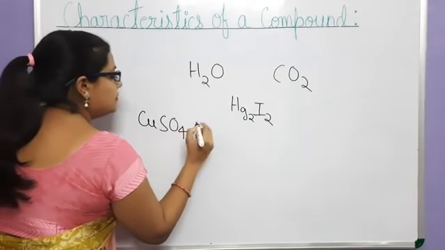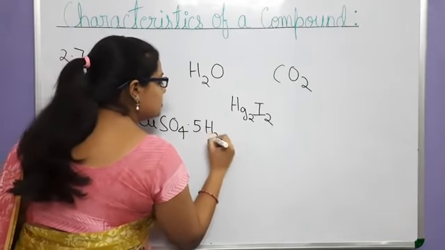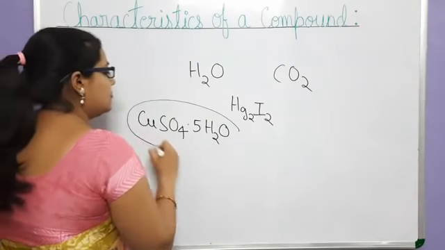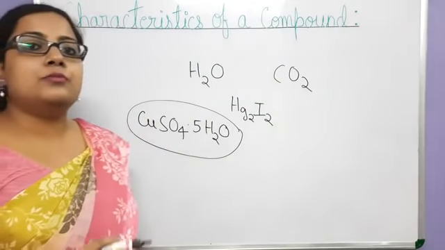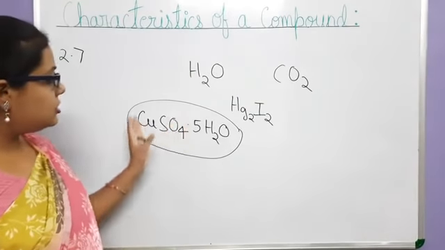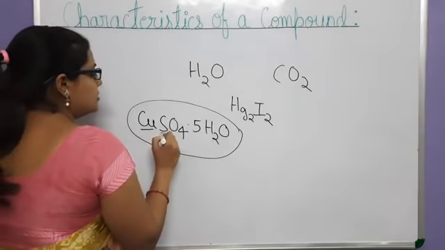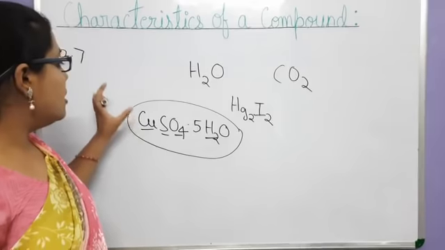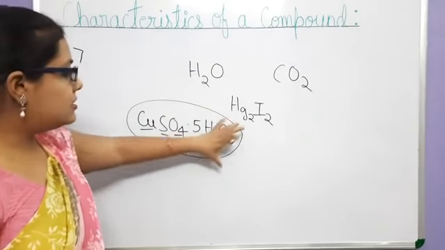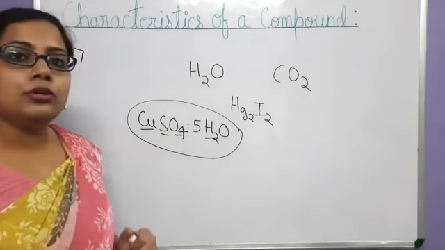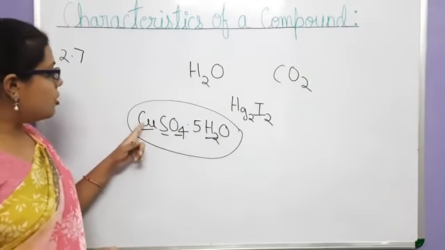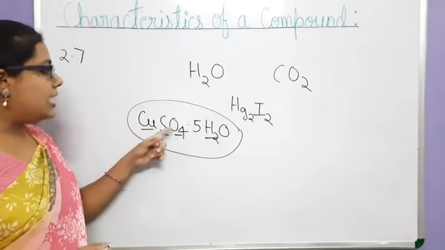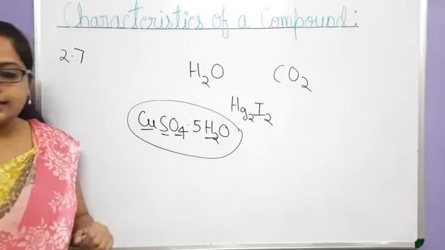Now what about copper sulfate? CuSO4, copper sulfate pentahydrate. Okay, so this is the name of the compound, copper 2 sulfate pentahydrate. This compound is a blue colored solid, but what are the constituent elements? It is formed of copper, sulfur, oxygen and hydrogen. This compound as a whole is a blue colored solid. But copper is a red colored metal, sulfur is yellow, and oxygen and hydrogen are colorless gases.